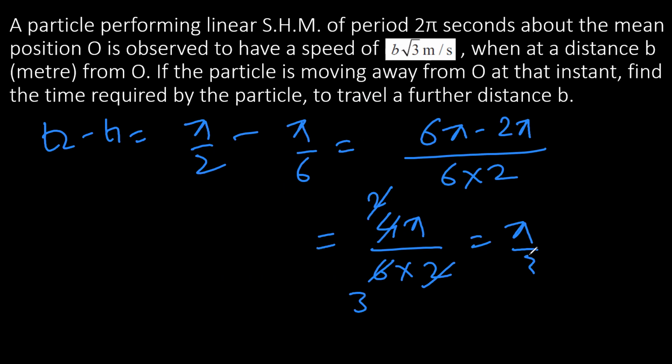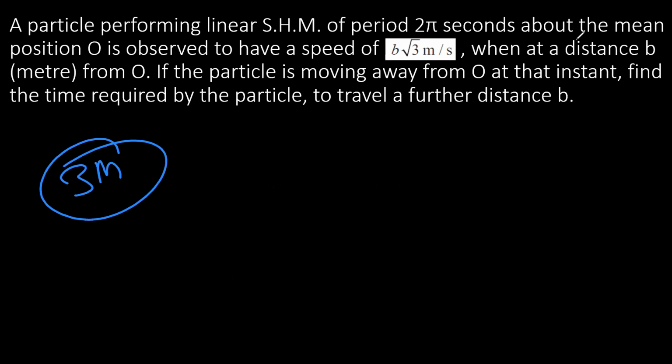So the answer is pi by 3 second. So what is t2 minus t1? This is pi by 3 second. So t2 minus t1 is pi by 3 second. It's a bigger one. It will be for 3 marks. Let's see the next one.